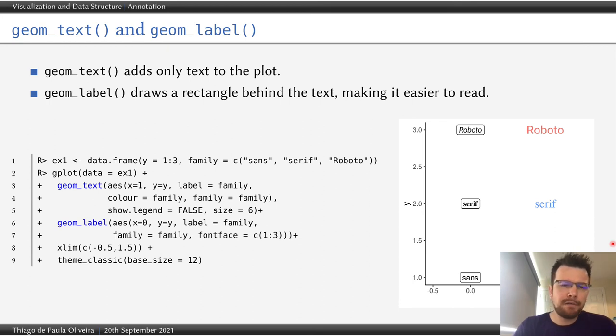The effect of the font face on the geom_label can be seen as follows: if the number is 1, it will plot the plain text. If the number is 2, it will be the bold text. If the number is 3, it will be the italic text. And if the number is 4, it will plot the bold and italic text.